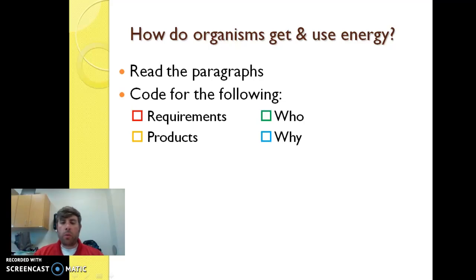So we are looking at the two processes, photosynthesis and respiration. What are the requirements for each process? What products do you get out of them? Who is using them? And why are they necessary? So pause the video and color code your passage.